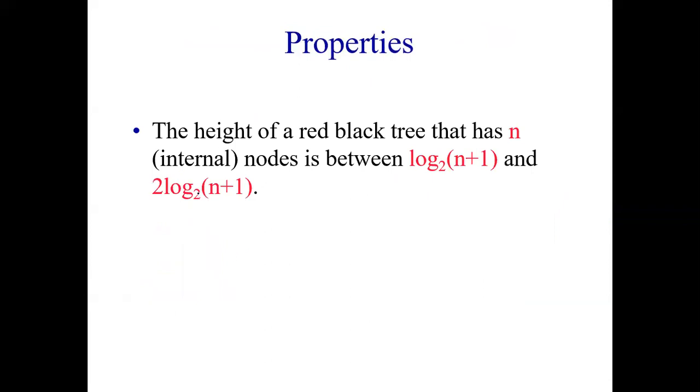So there is another property. The height of a red black tree that has n nodes will be somewhere between log n plus 1 to 2 log n plus 1, to the base 2. Okay, so we are not going to discuss any proof for that. This is just for information. The height of a red black tree which has n nodes will be somewhere between log base 2 of (n plus 1) and 2 log base 2 of (n plus 1), right?